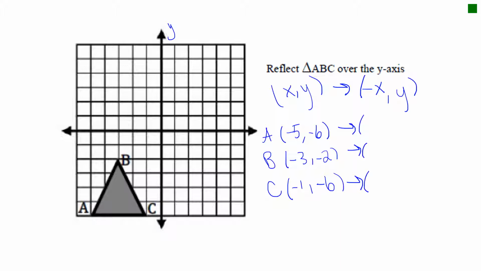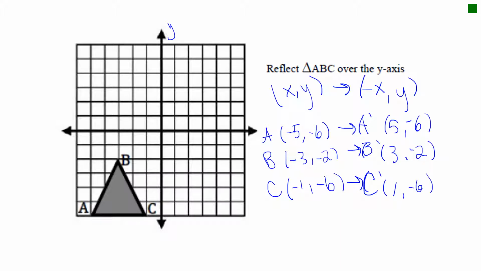So our new points are A prime, B prime, and C prime. Starting with A, from point A to A prime, all that changes is my x value. So rather than negative 5, negative 6, it's going to be 5, negative 6. That's my new point. And then B to B prime would be 3, negative 2. And then C would be 1, negative 6.